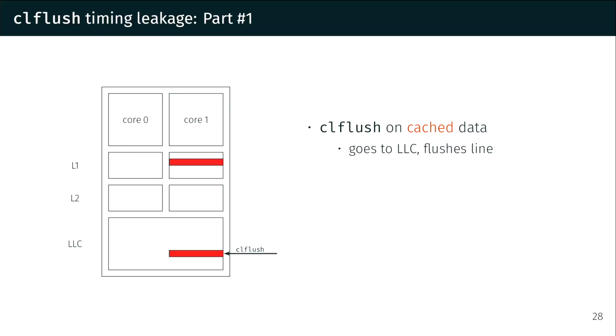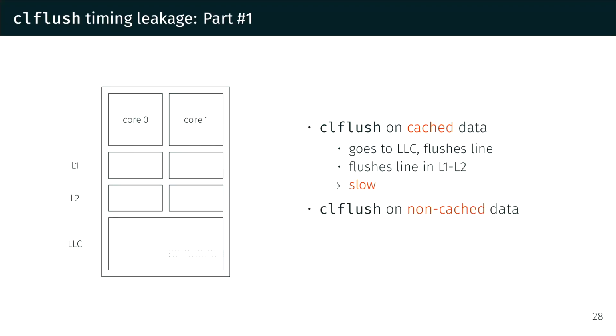If you want to see if a line is present at all in the cache, you just have to look in the last level cache. So this is basically what the CLFlush instruction does. It goes to the last level cache, says, okay, there's a line, I'm going to flush this one. And then there's something that says, okay, the line is also present somewhere else. So then it flushes the line in level 1 and/or level 2. So that's slow.